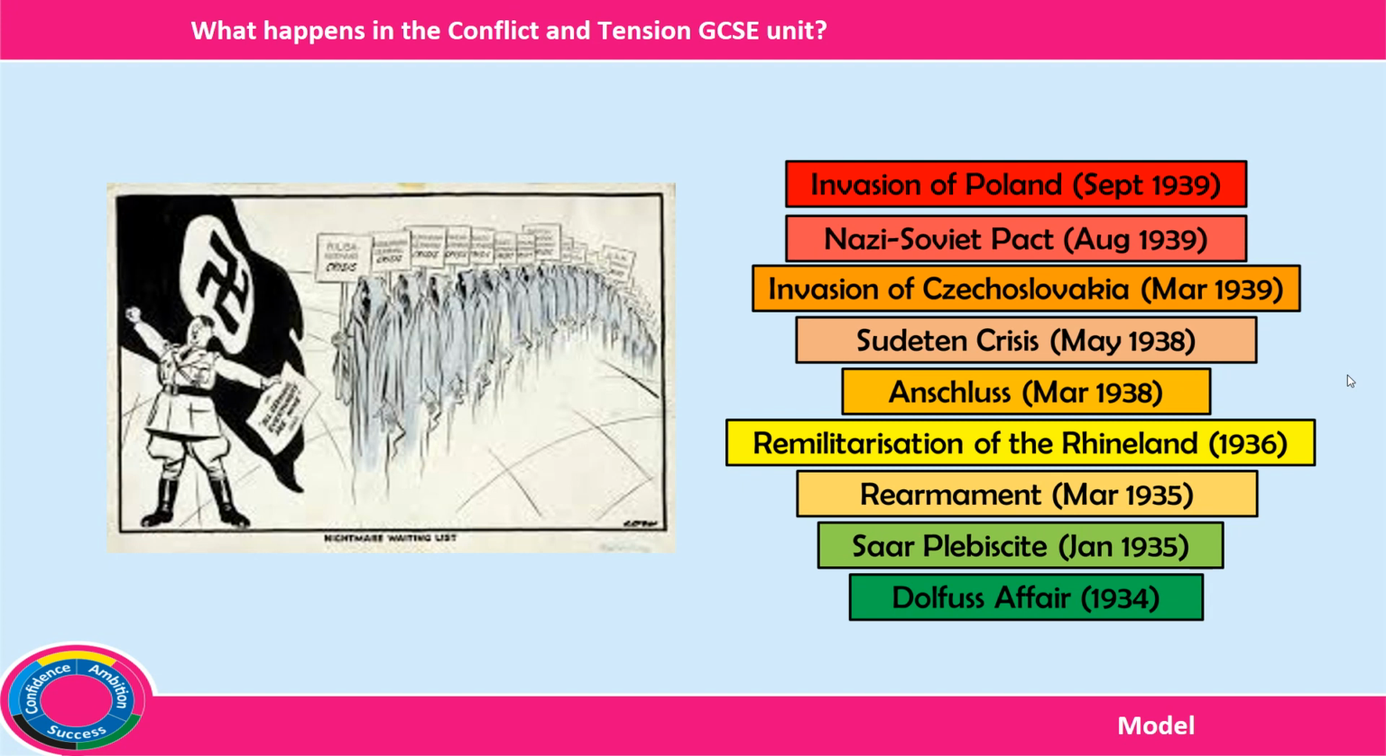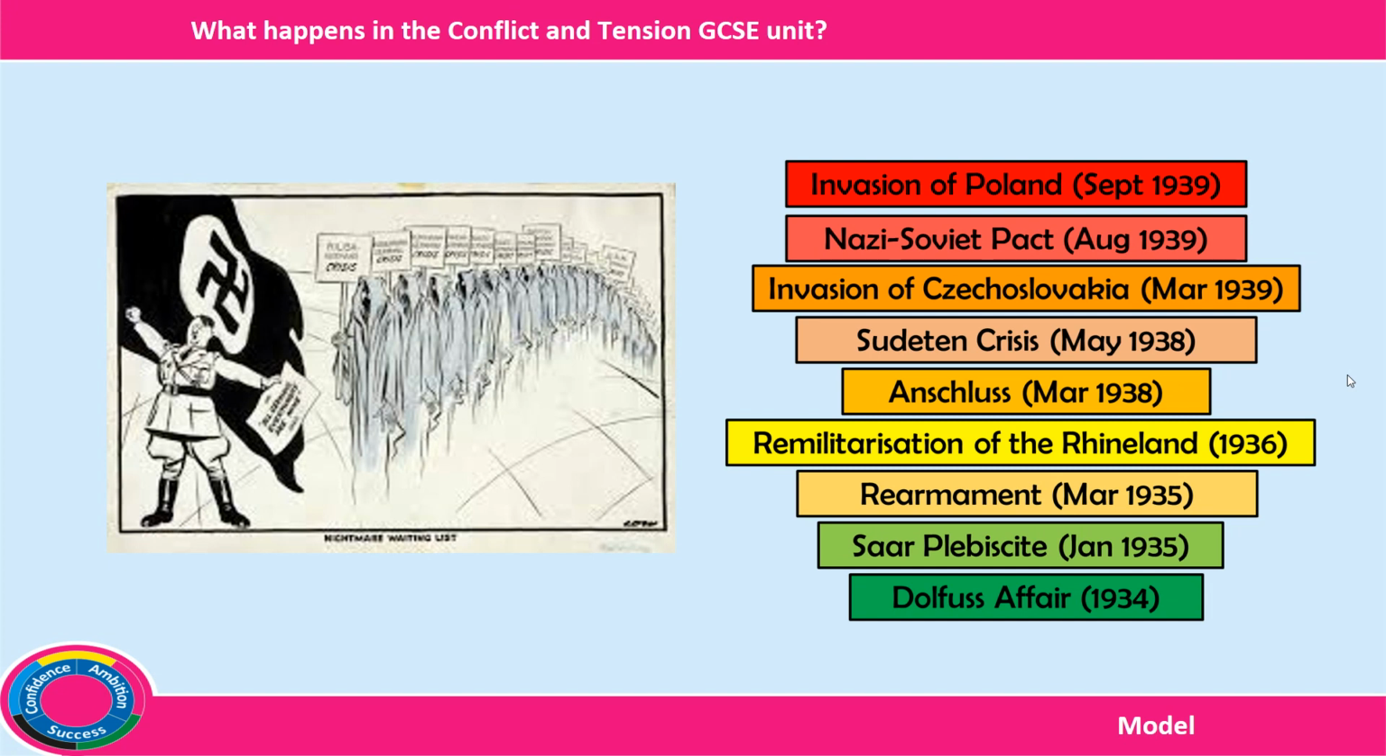So we look at the Saar plebiscite in January 1935, the fact that he rearms in March 1935, which goes against the Treaty of Versailles, the same as the remilitarization of the Rhineland. We look at the union with Austria, so Anschluss in March 1938, again, something he was not supposed to do under the terms of the Treaty of Versailles.